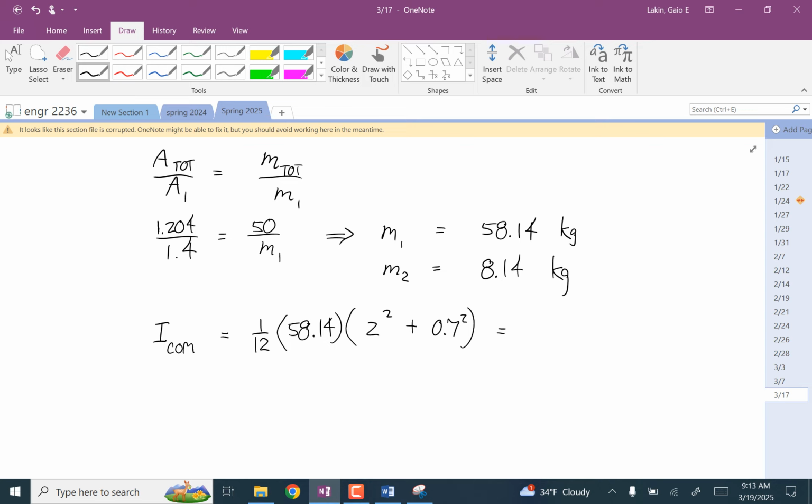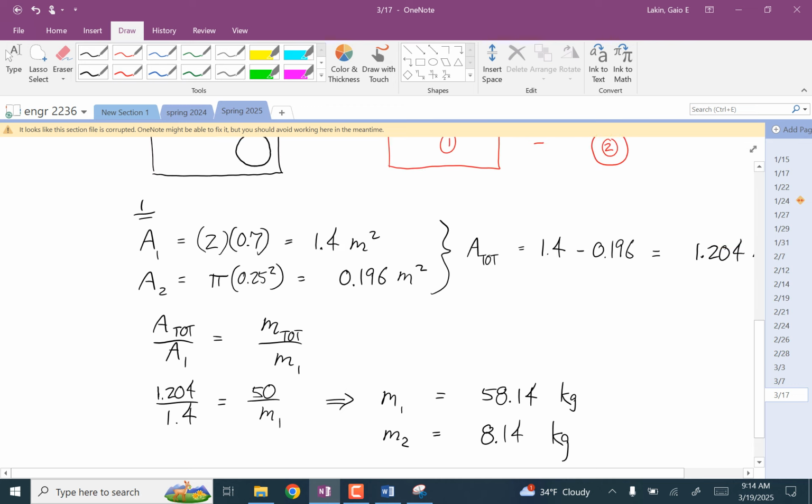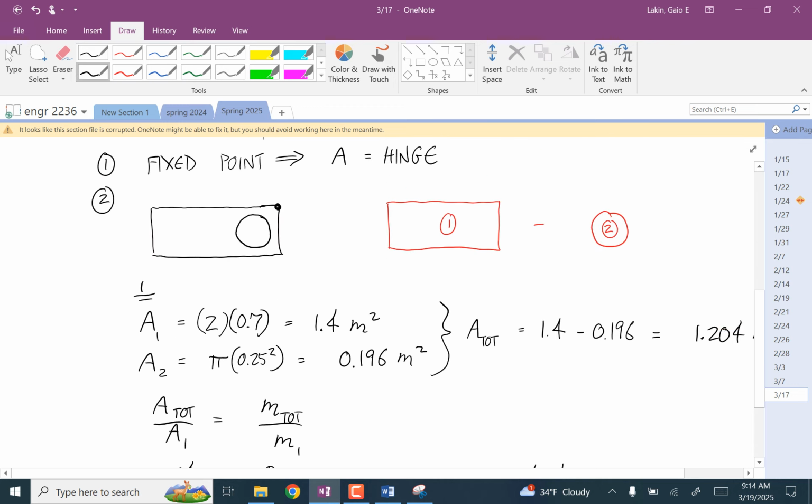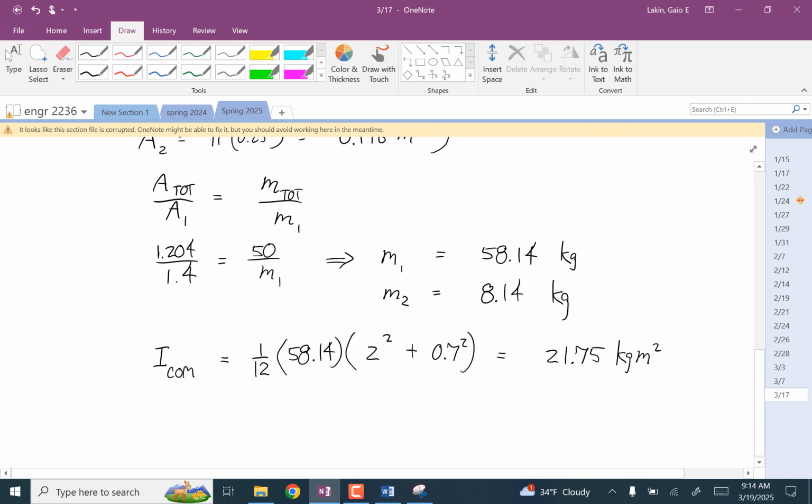Okay, so ICOM is the equation for the rectangle. Is that going to be given on the formula sheet? Yeah. Okay. And so I get 21.75 kilogram meters squared for this about its center of mass. Question? Don't you have to do the plus MD squared? Yes. Okay, so this is the moment of inertia of the rectangle about the rectangle's center of mass. Oh, gotcha.